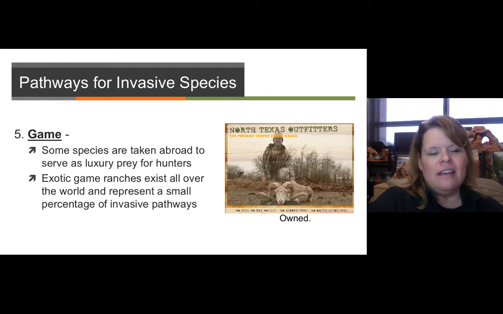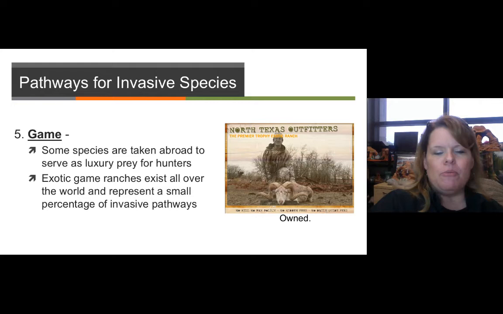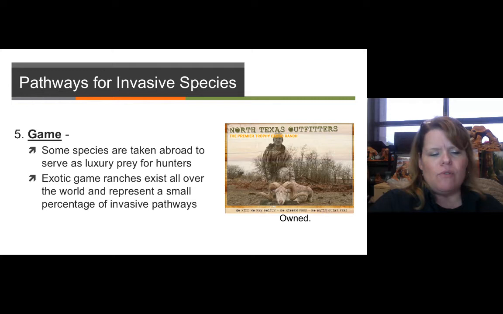A fifth pathway for invasive species is through game, and we're talking about hunting and recreation right here. Some species are taken abroad for luxury prey for hunters, and exotic game ranches exist all over the world and represent a small percentage of invasive species in comparison to what comes over on freighter boats, not even a comparison. But nevertheless, it is one that we need to discuss as a pathway for invasive species.